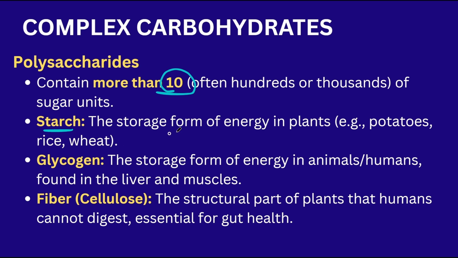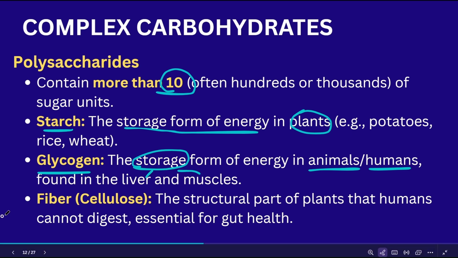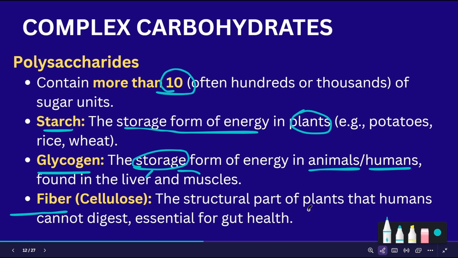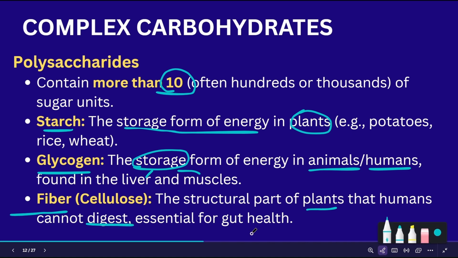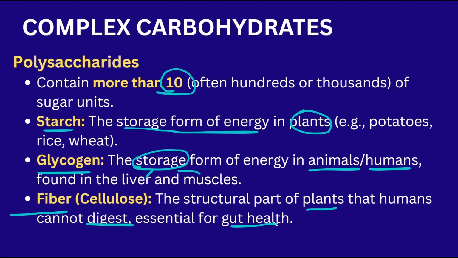The examples are starch. Starch is the storage compound present in plants. Glycogen is also a storage compound, present in animals and human beings. It is stored in the liver and in the muscles. Fiber is present in plants. It is a structural part forming the structure of plant parts. It is not easily digested in our human body, but it is helpful for gut health because it is digested in the large intestine. It has different types of health benefits.